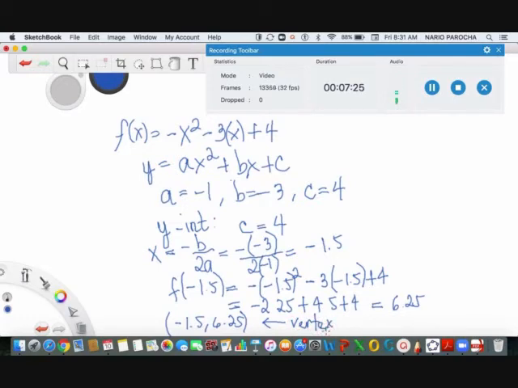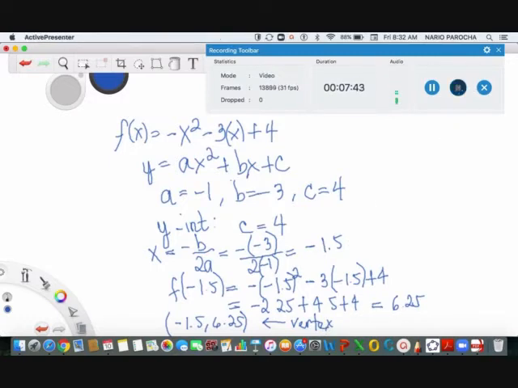We'll stop here. We'll go to another application wherein we could sketch the graph of the parabola.